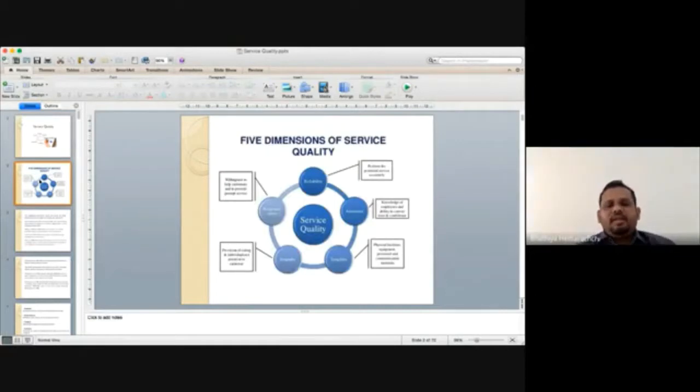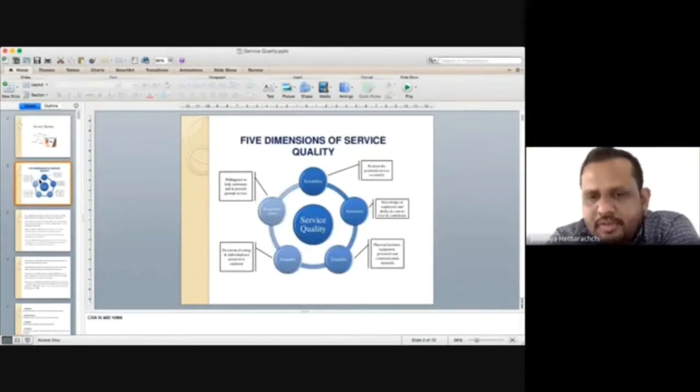If you look at service quality, there are several definitions, but we are going to look at it in five dimensions. We have identified five dimensions: reliability, that is the ability to perform the promised service accurately; assurance, knowledge of employees and ability to convey trust and confidence; tangibles, that is the physical facilities, equipment, personnel and communication material; empathy, provision of caring and individualized attention to customers; and the final factor, responsiveness, that is the willingness to help customers and to provide prompt service.